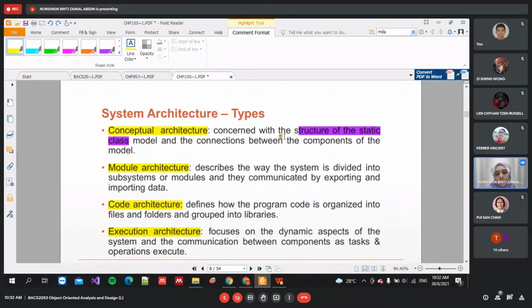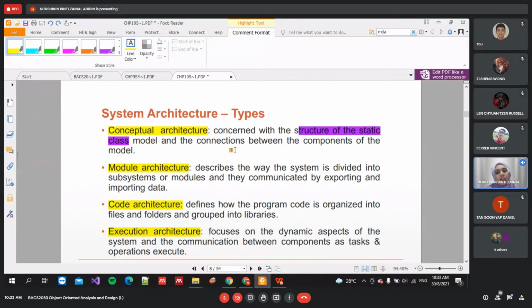So conceptual architecture is actually concerned with the structure of the static class model and the connection between the components of the model. So here, what is a static class? A static class is a class that cannot be inherited. We already covered in the previous chapter what is inheritance. So a static class is a class that we cannot inherit, and then the connection between the components of the model.